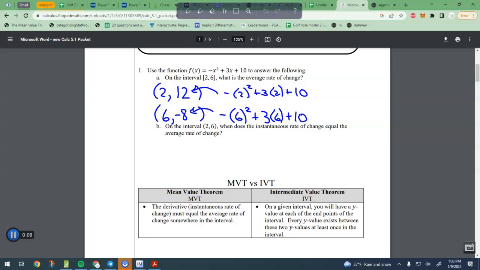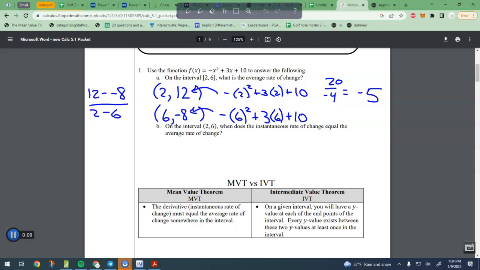And then the average rate of change is just the slope between them. So just like good old y2 minus y1 over x2 minus x1. Okay. So you go 12 minus -8 over 2 minus 6. That's like 20 over -4, which is -5. So the slope between the endpoints is -5. Is that part okay? Like just plug in and find the slope.